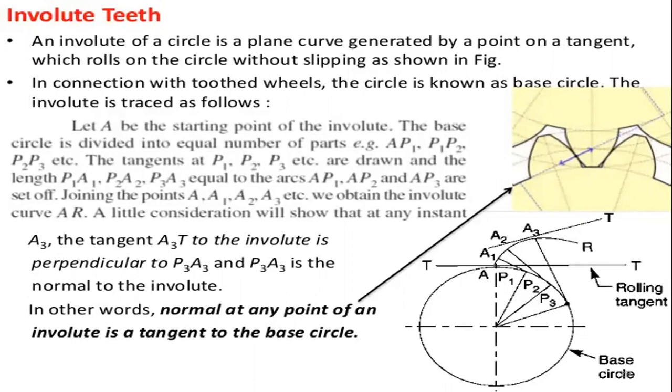At the instant A3, the tangent A3T to the involute is perpendicular to P3A3. P3A3 is the normal to the involute. So we know about the tangent and normal condition. In other words, the normal at any point of an involute is a tangent to the base circle.